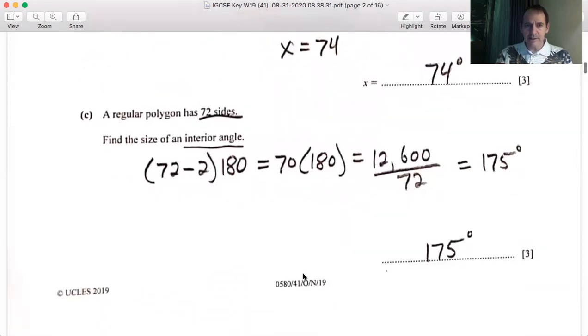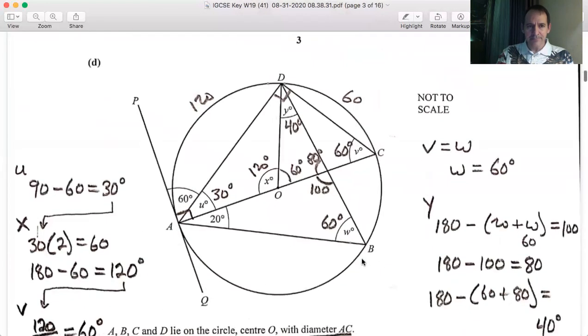A regular polygon has 72 sides. Find the size of an interior angle, or one angle. So again, we have 72 sides. So 72 minus 2 is 70, times 180 is a total of 12,600 degrees of interior angles, divided by 72 because there's 72 angles. And that gives us one interior angle of 175 degrees.